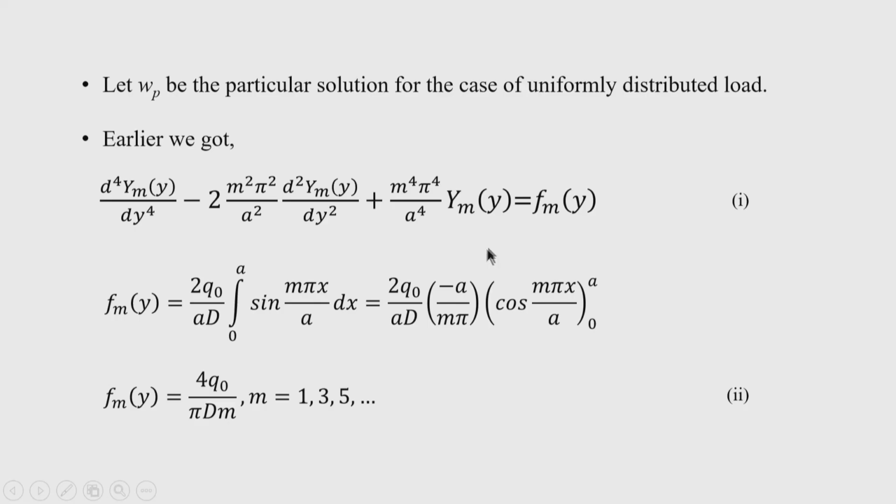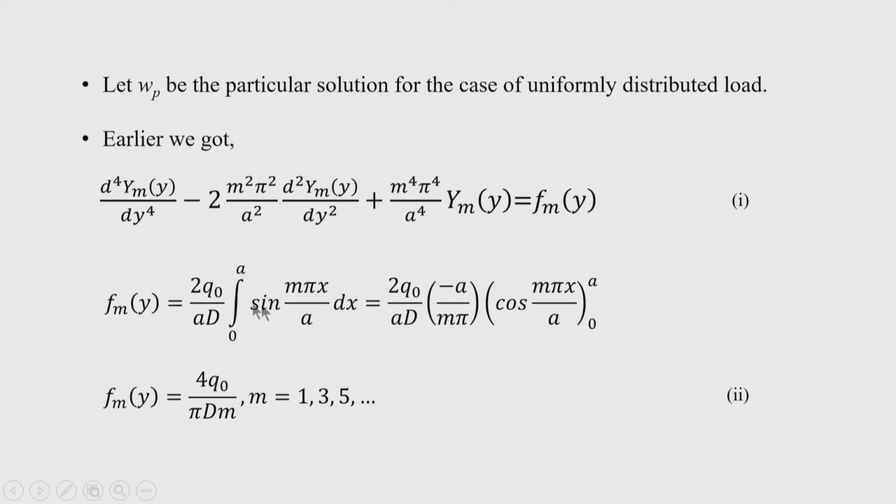So, here, seeing the nature of this particular integral, this forcing function as q naught, we first evaluate f m y, and f m y is evaluated by this integral that I have shown in the beginning. It becomes this value after integrating sine with respect to cos and then putting the limit, we get 4 q naught divided by pi d m, where d is the flexural rigidity of the plate and m is the integer.